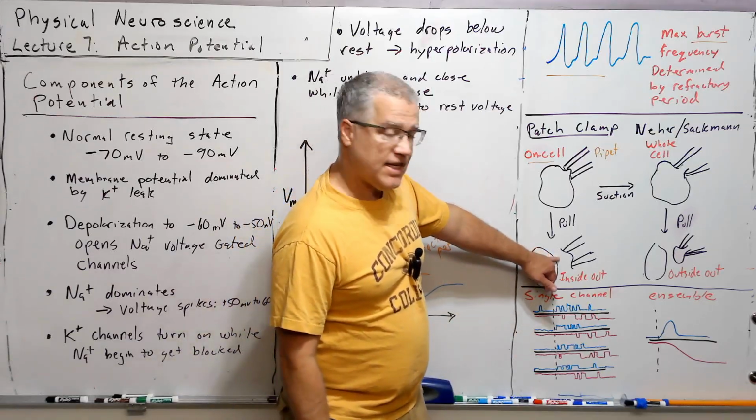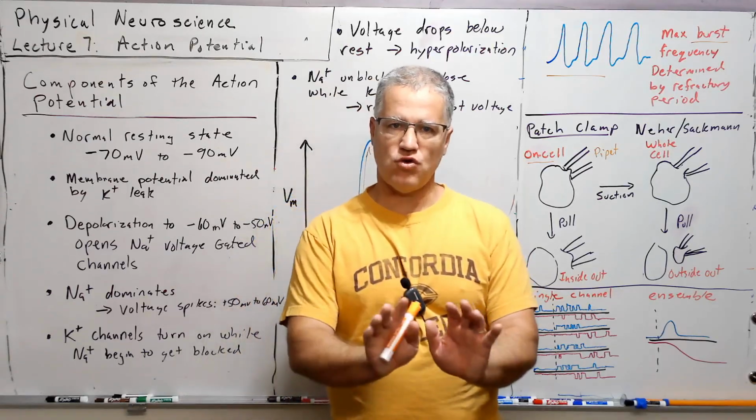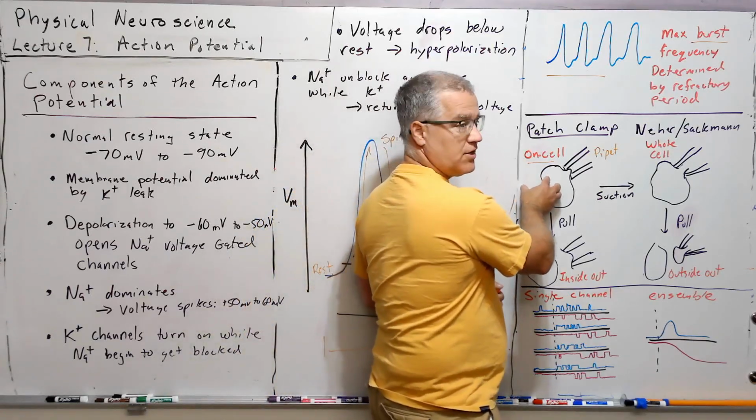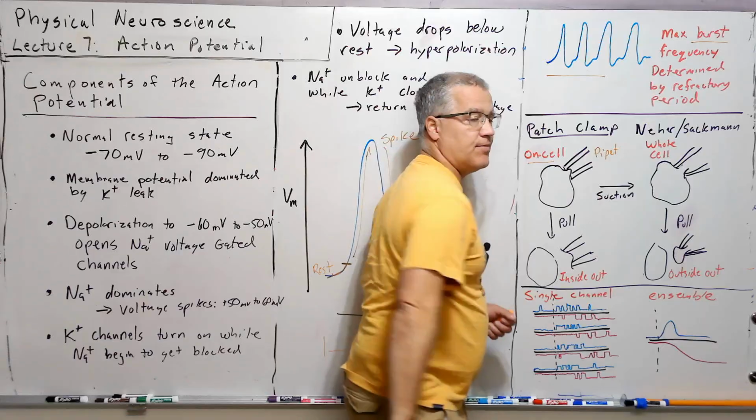So here you're presenting the inside of the cell to the beaker. Here you're presenting the outside of the cell to the beaker right in that local region. Here you're presenting the whole cell to the beaker and you're measuring from the outside. Here you're presenting the whole cell to the beaker and you're measuring from the inside.